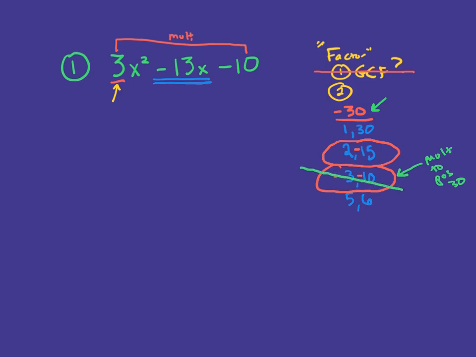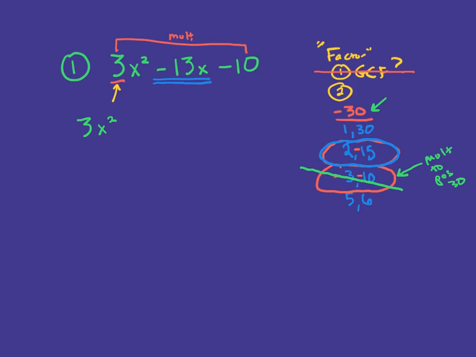So back up here, 3x squared, just rewriting it, but we're going to rewrite the negative 13x. I'll do that in blue. So we're going to use this 2 and negative 15 here. And you'll want to make some kind of determination about which would be a better fit. I'm going to put the 15 with the 3 and the 2 with the 10 because they have common factors.